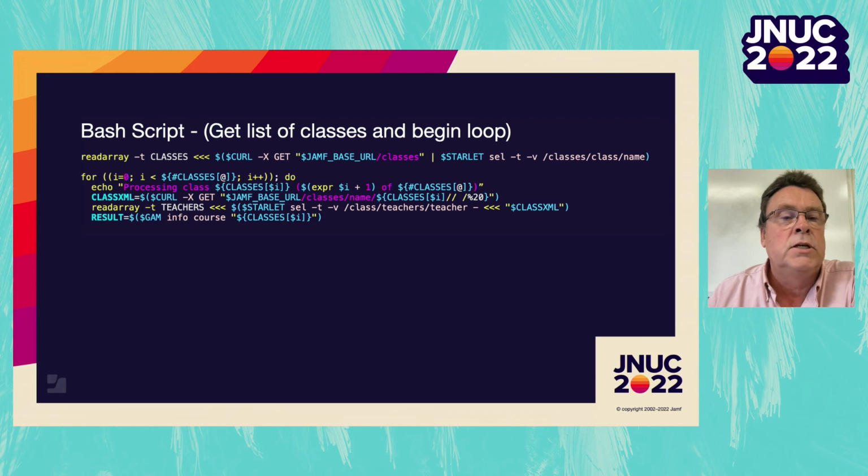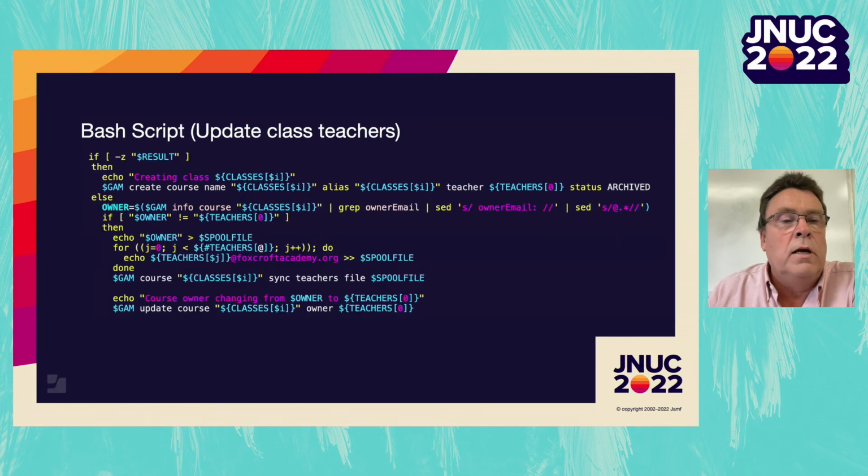It's getting a list of the teachers from the API, and it's getting the course information using the GAM tool. And again, if it doesn't return anything when the GAM tool looks for the info of the course, it's going to create a new course with the teacher name, creating it archived as well. And again, if it does exist, it's going to go through that process of checking the user and swapping out the user if the existing owner and teacher don't match.